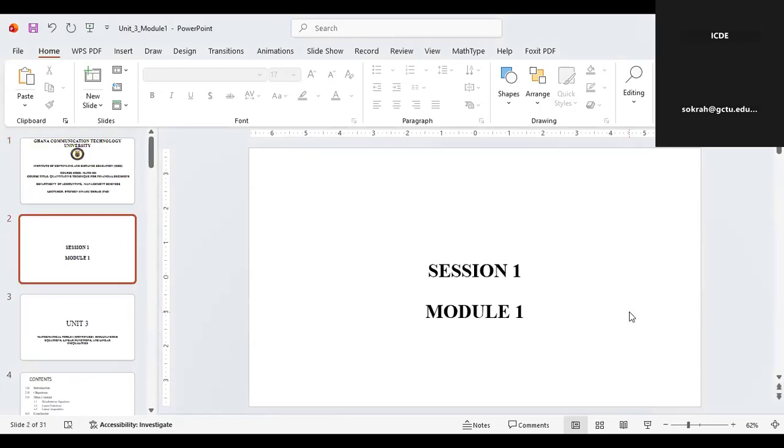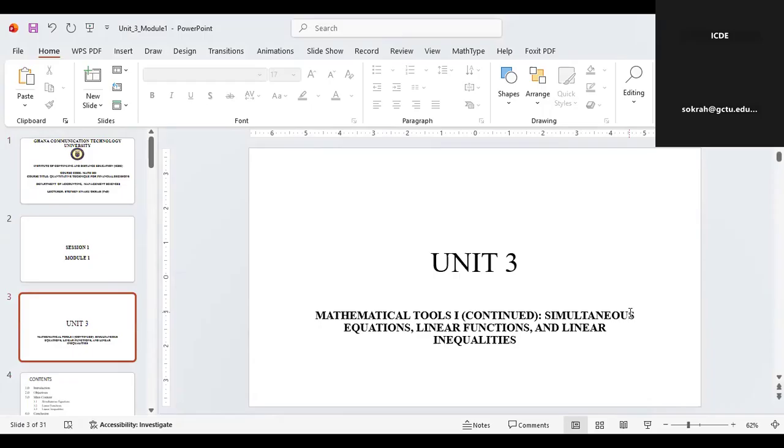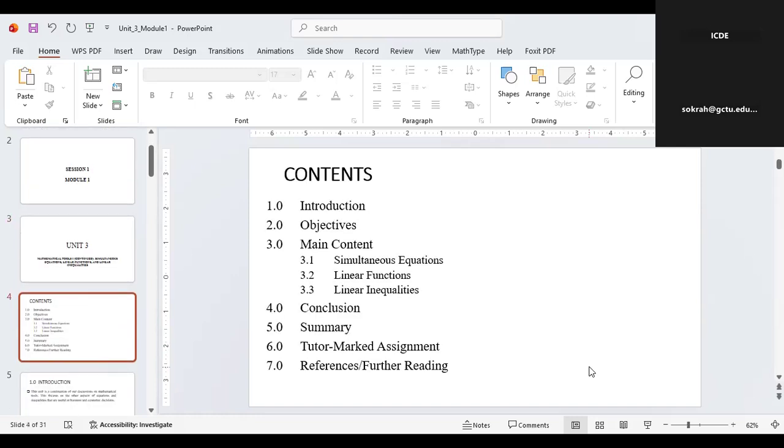All right. So the next is a continuation of mathematical to 1. And this time we want to look at simultaneous equations for linear functions and linear inequalities. So remember your simultaneous equations. Let's look at that.